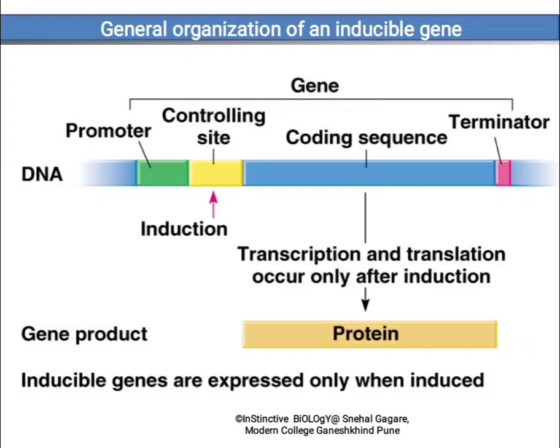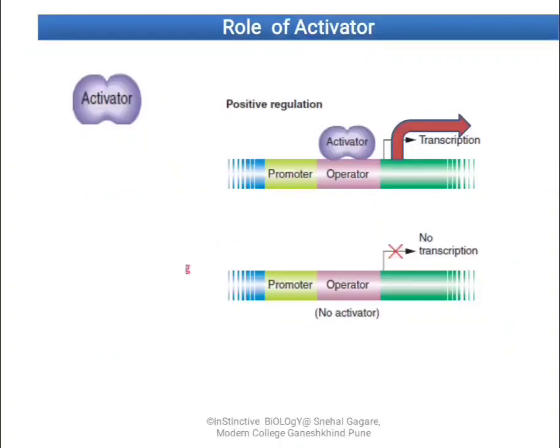Now, what do we mean by an inducible gene? Inducible genes are expressed, that is converted into a protein, only when we have an external stimulus. That external stimulus is binding on the controlling side. Promoter element is the element where the RNA polymerase binds. All these elements are present on the DNA, that is part of the gene. Coding sequence is producing the protein by transcription and translation, and terminator ends the gene.